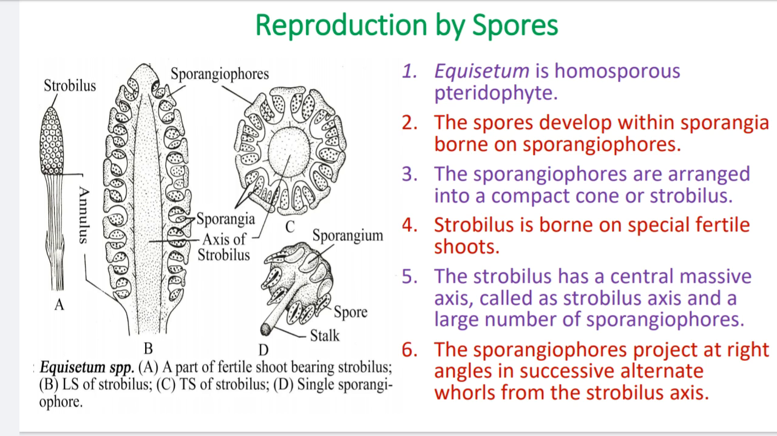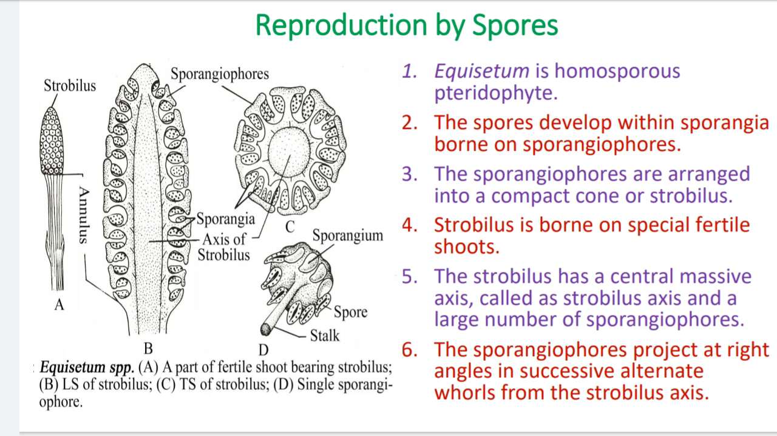Now the reproduction by spores. You see in diagram A, there is a fertile shoot, and at the tip of the fertile shoot the strobilus develops. Strobilus means spore producing structure. Diagram B is the longitudinal section, LS, of the strobilus. The longitudinal section of the strobilus shows a centrally located axis, which is called the axis of the strobilus.